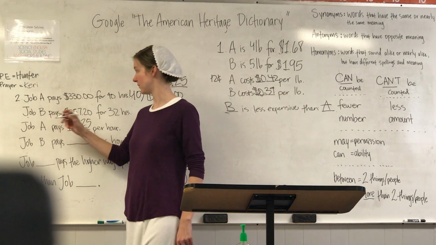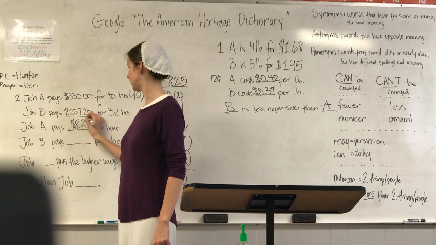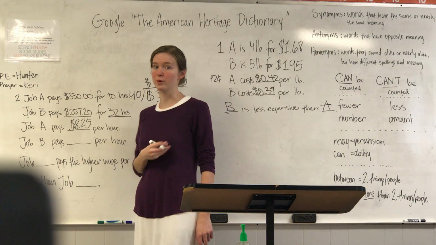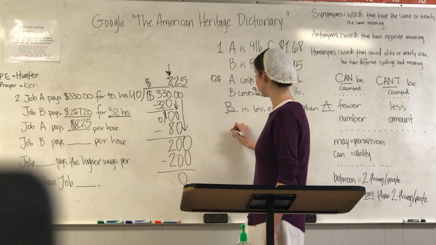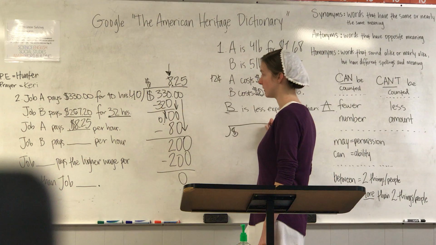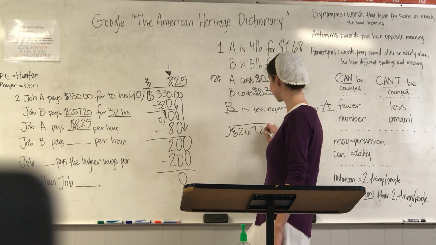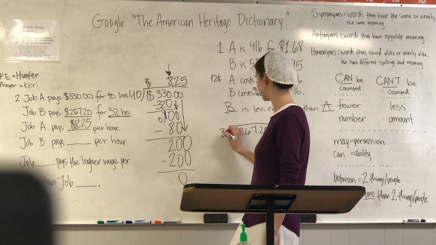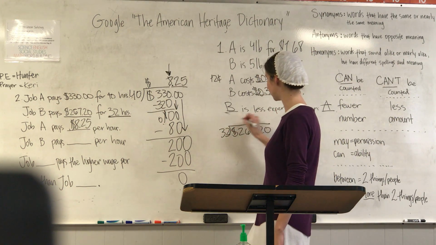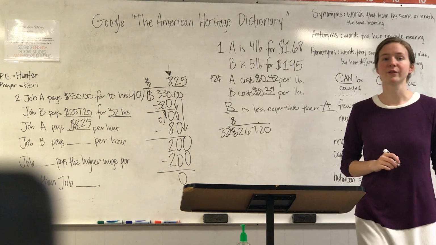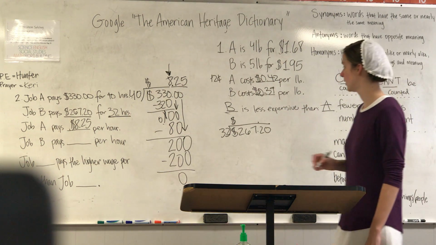So take the information that they give you. Job B pays $267.20 for 32 hours. Those are your important information. You need to use both numbers. Remember your dollar amount goes inside. So we have $267.20 divided by 32. Bring up your decimal, bring up your dollar sign. Put an arrow where your first number goes.